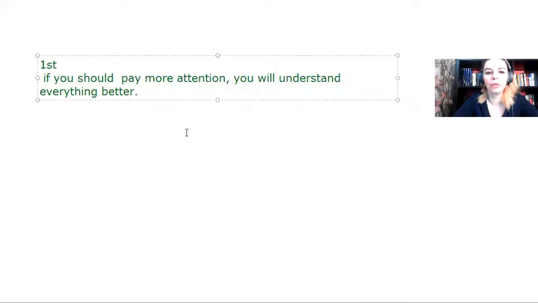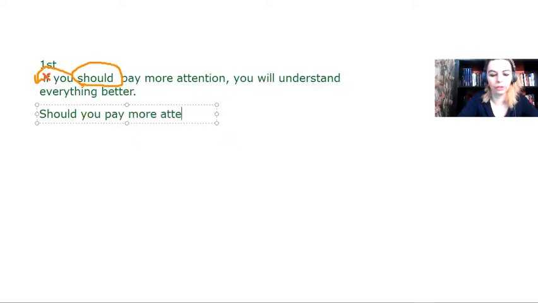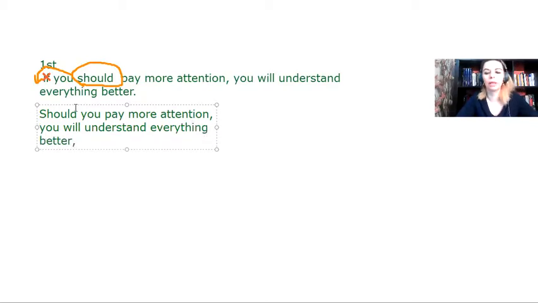Well, what I can do is I can totally erase the if word. Okay. And the next thing I can do is take this modal should and put it at the front here. So what I'm left with is, should you pay more attention? You will understand everything better. Okay. And that's inversion with the first conditional.